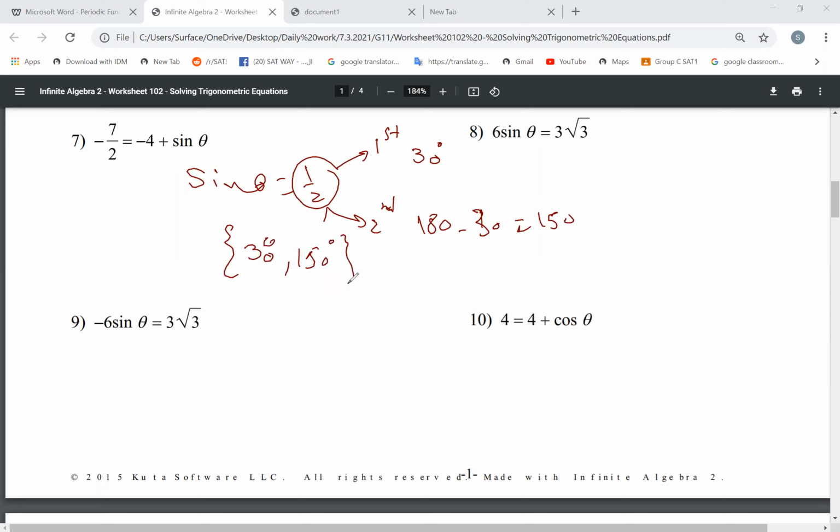Is it okay? Number 8, 9, and 10 is homework. Okay? 8, 9, and 10. Okay.